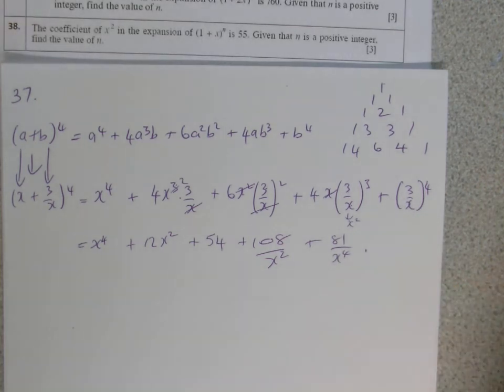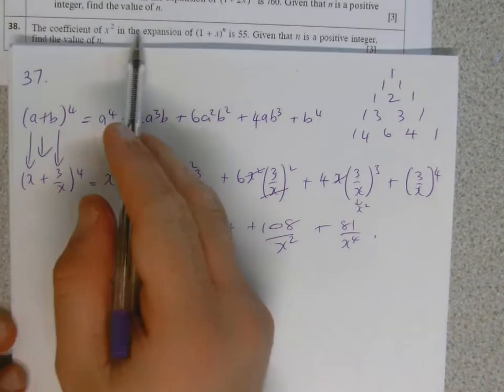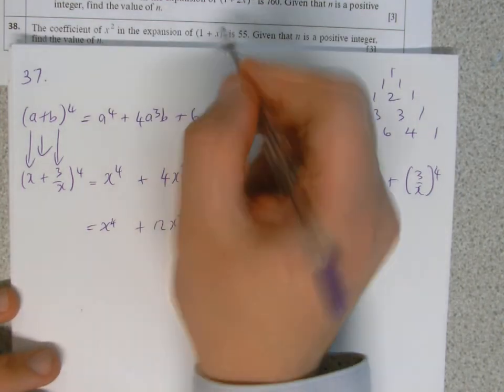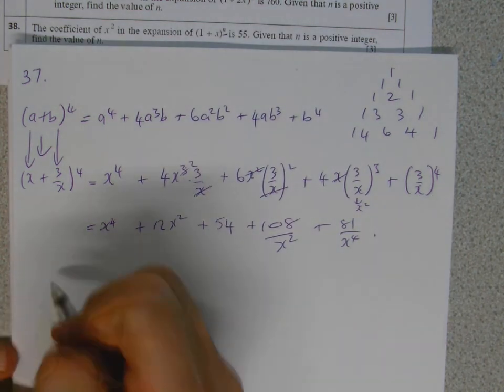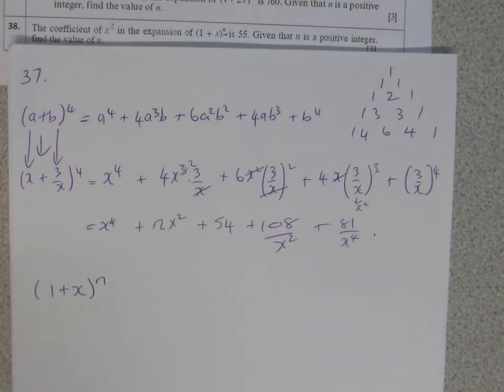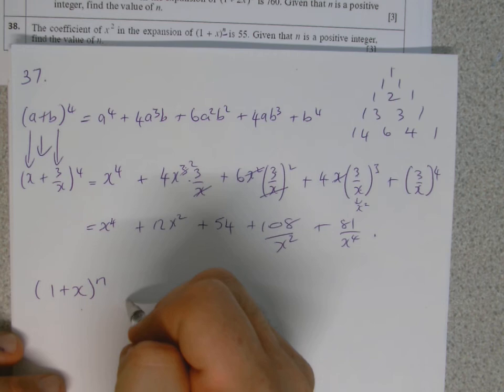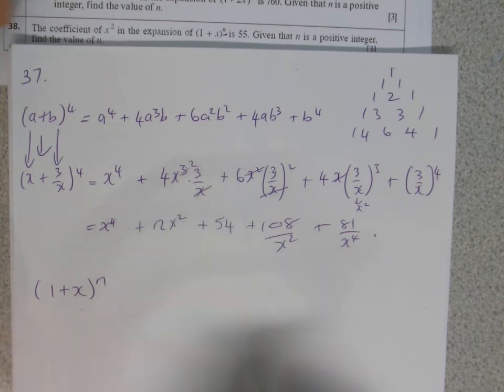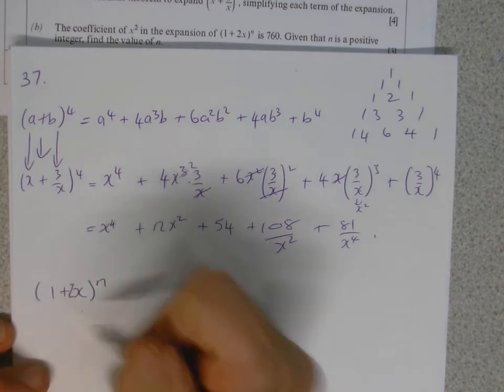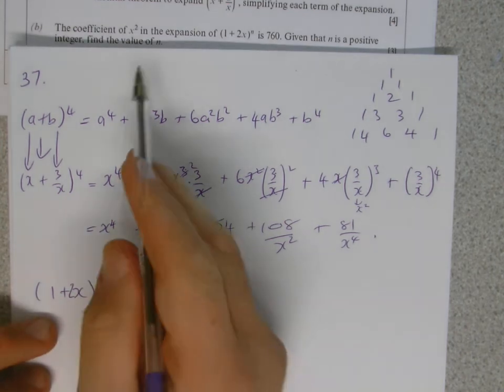Okay. Part B, it says the coefficient of x squared in the expansion of (1 + x) to the power n is 55. Given that n is a positive integer, find the value of n. Now when they give you power n, you can't use Pascal's triangle. What you can use in your formula booklet is the result for 1 plus x to the power n. Oh, I'm reading the wrong question here, aren't I? Part B, 1 plus 2x, that's the next question. It's (1 + 2x) to the power n. Okay, same idea though, right?